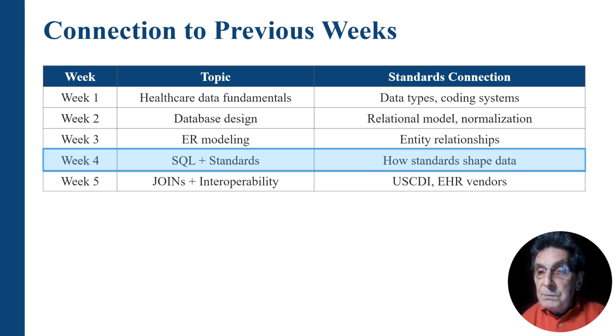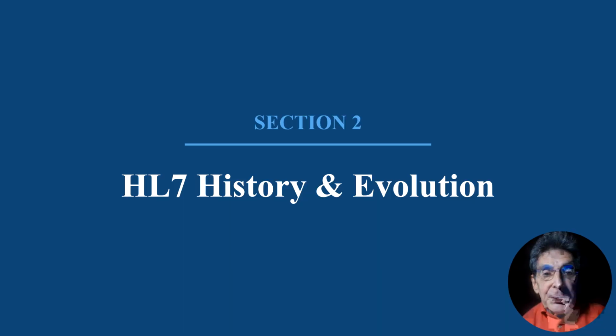So here we are in week 4, and we've seen how the standards shape the data that goes into databases and how it comes out. The coding systems from week 1 show up in the standards we're discussing today. The normalization principles from week 2 apply when you're designing FHIR-compatible schemas. And in week 5, when we cover joins and EHR vendors, you'll see how USCDI requirements connect to what vendors like Epic and Cerner have implemented. Everything connects. That's why this course is structured the way that it is.